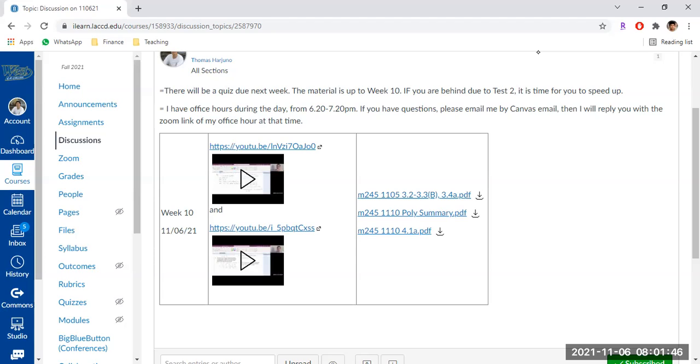Maybe with a little bit of material from week 11 regarding inverse function, but the majority of your test 3 basically ends in this week 10. Okay.